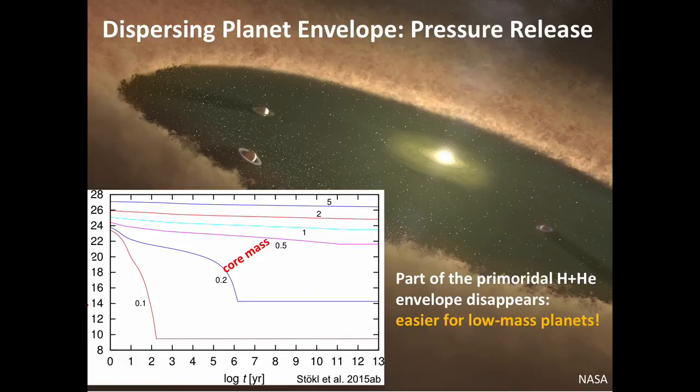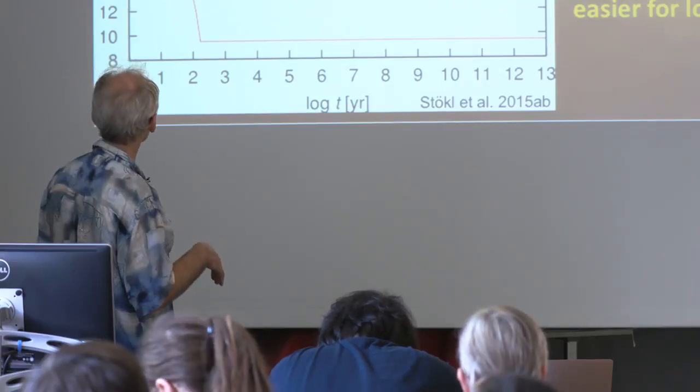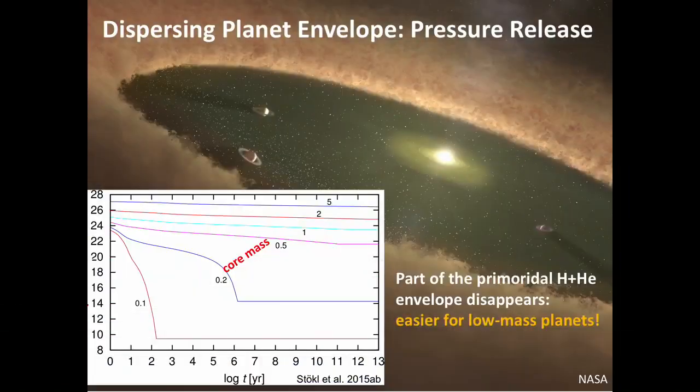But before this happens, just taking away the disk releases pressure on the planet's envelope that it collected. And so the envelope expands and gets partially lost. And these are the curves of loss just by pressure release. Again, this is a small core, 0.1 Earth mass, 0.2, 0.5. These low mass cores immediately lose their envelope. That's the problem of small planets. They don't keep them. But maybe it's not a problem actually. Just let me continue a little bit.